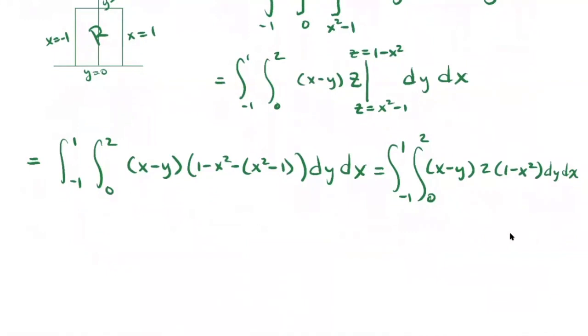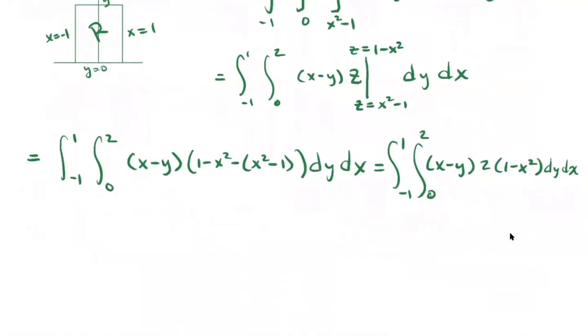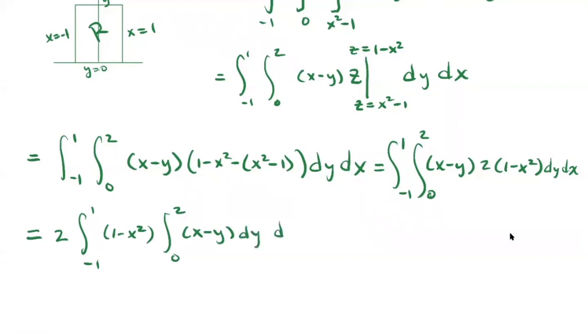The 1 minus x squared is actually a constant, so you could pull this out, because we're doing dy right now. So I almost want to put the 2 all the way out front, the integral from -1 to 1, and then have the 1 minus x squared here. You can't bring out x minus y, so let's do the integral 0 to 2, and then just have the x minus y here, and that'll be dy, and then dx when we're done. Okay. So this looks easy. So 2 integral -1 to 1.